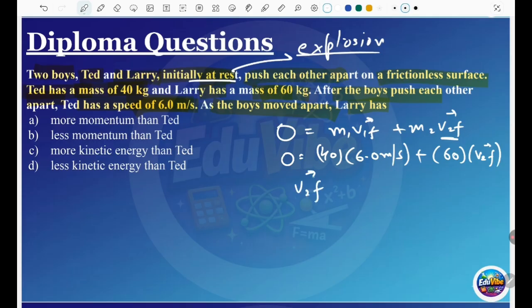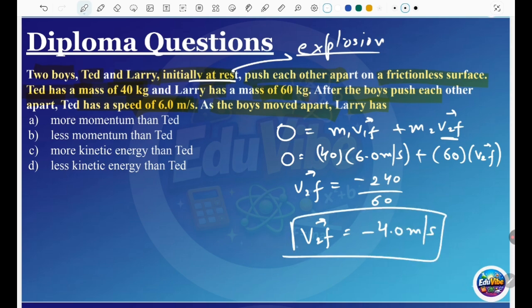So when we find v2f, we get minus 240 over 60. When we solve this, we get minus 4.0 meters per second. This is the final velocity of Lally. So we have found the final velocity of Lally. Now we have to find the kinetic energy, for both of them, so we can compare them.